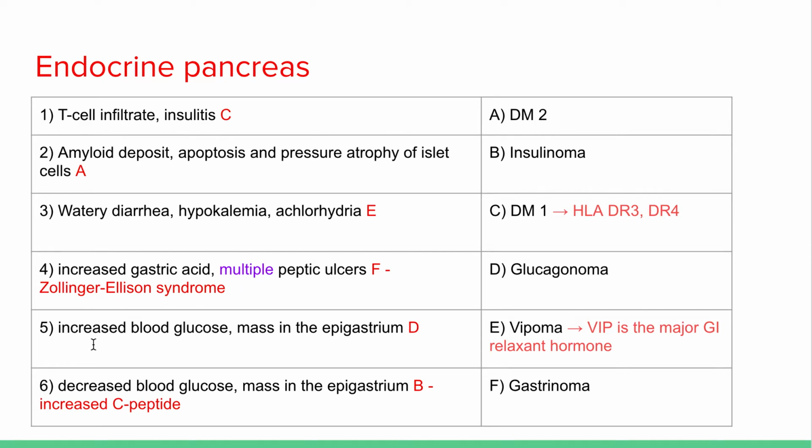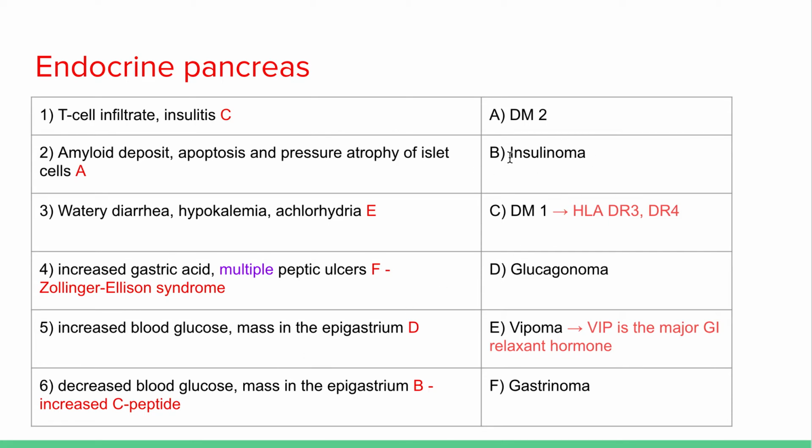Okay, next is our increased blood glucose, mass in the epigastrium, and comparing this to decreased blood glucose, mass in the epigastrium. So remember, the presence of insulin pushes glucose into the cells. So insulin would decrease blood glucose, whereas a glucagonoma would release glucose into the blood and increase blood glucose. Okay, so glucagonomas would increase blood glucose. Think of your fasting stage. Insulinoma would decrease blood glucose.